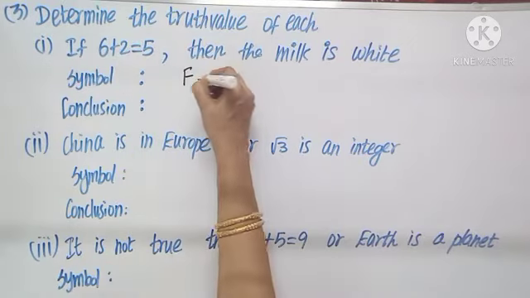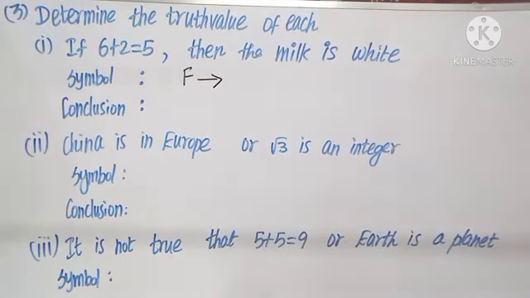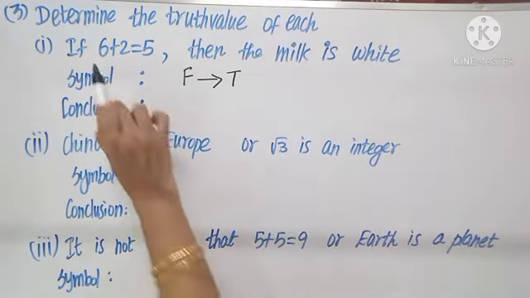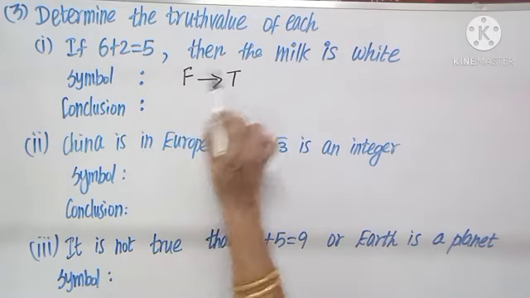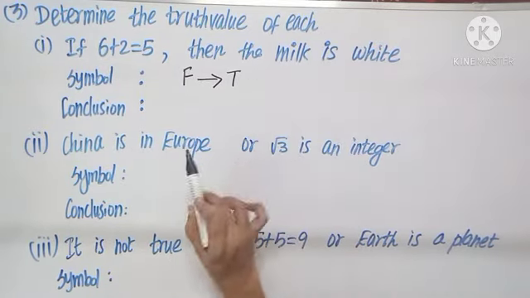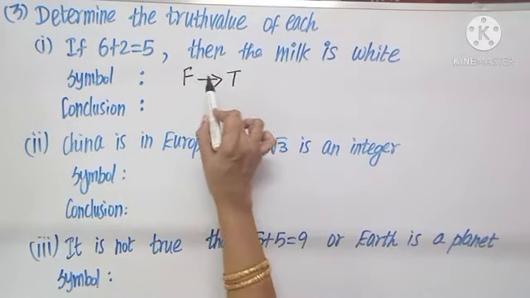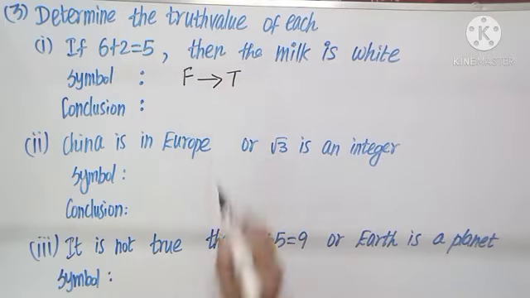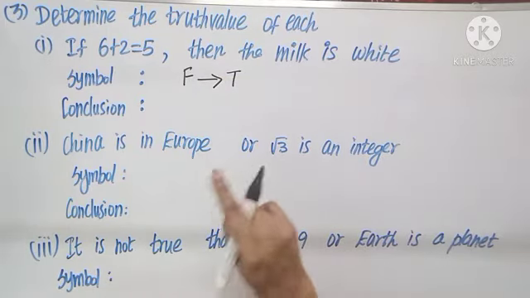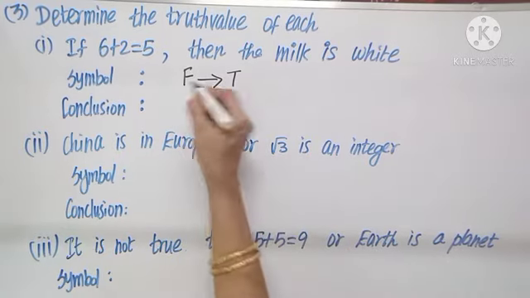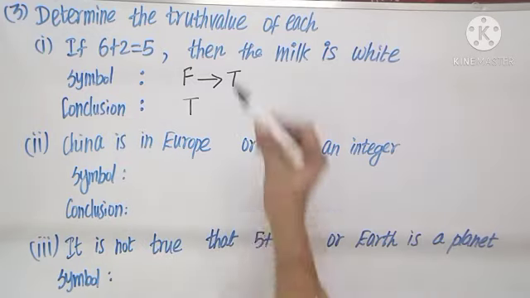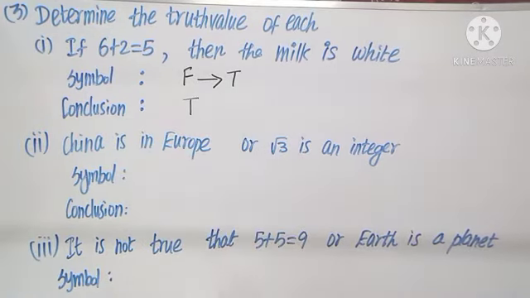If tells me the implies symbol. Milk is white. That is a true statement. 6 plus 2 is 5 is false. Milk is white is true. If then tells me this symbol. What is your answer? When the implies symbol comes, we must remember T F becomes F. Anything else becomes true. So the final answer is true. The truth value is true.